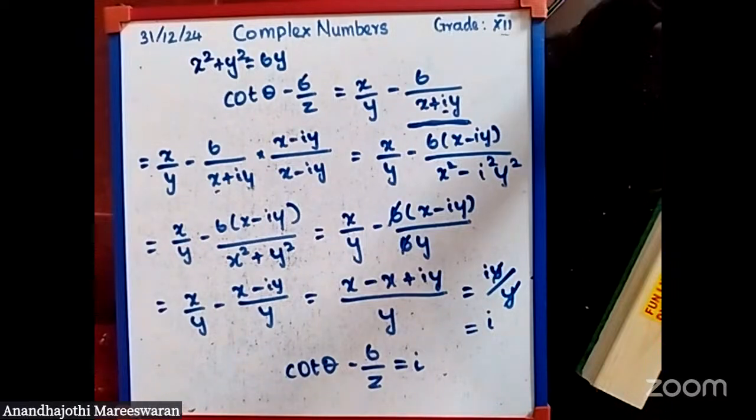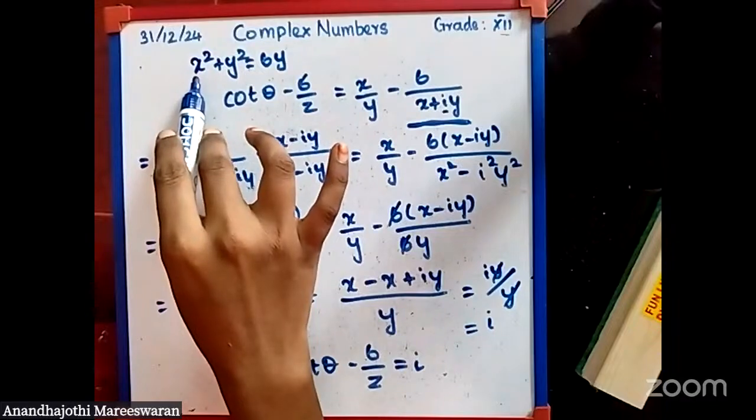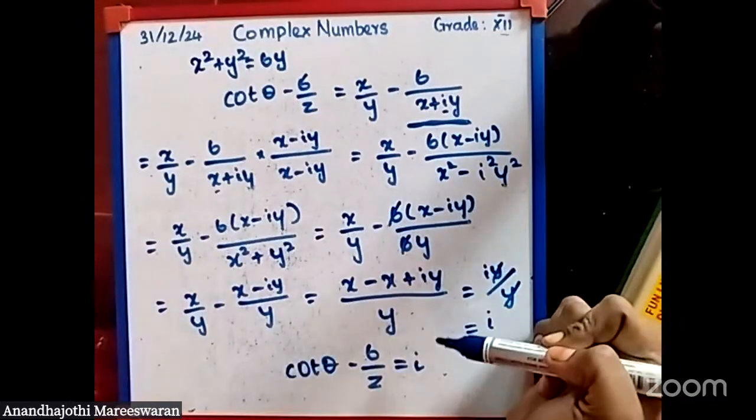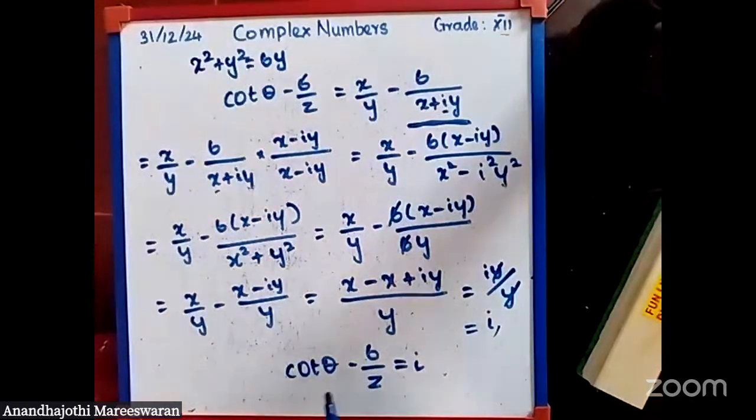We just replaced that with x plus iy, and we take the modulus and we substitute the value of cot, and we solve this equation. While solving, we use the value we already got, x squared plus y squared equal to 6y here. And we again solve this. We finally got i. So we already proved that cot theta minus 6 by z equals i. Hence proved.